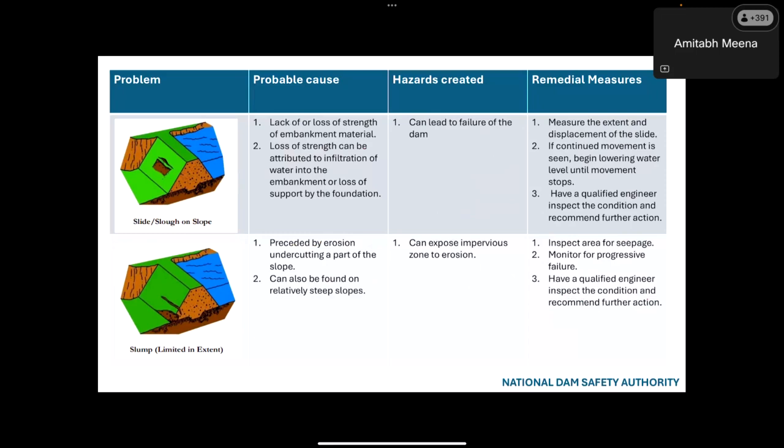So similarly, there is sliding of the slope. This is because of lack or loss of strength of embankment material. Generally, the sliding and all such things happen because of basically two reasons. Either the improper material was used, I mean not properly graded material was used, and secondly because of some foundation issues. This loss of strength can also be attributed to infiltration of water into the embankment or loss of support by the foundation.